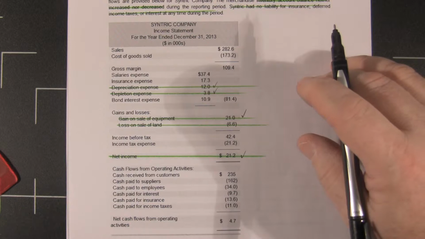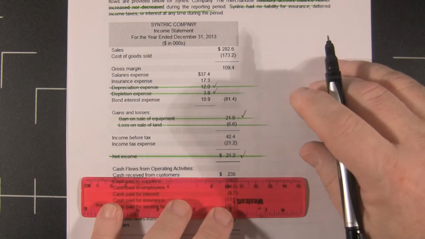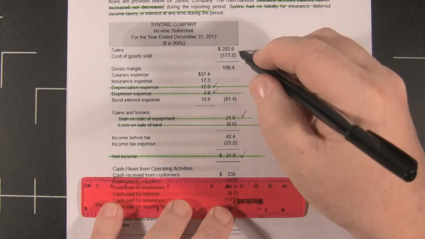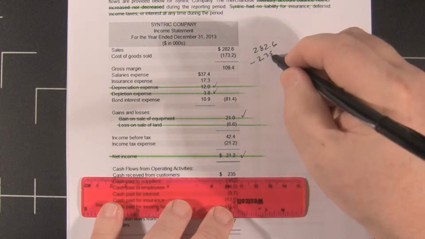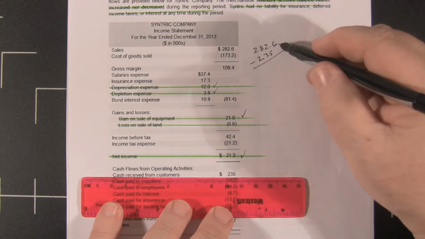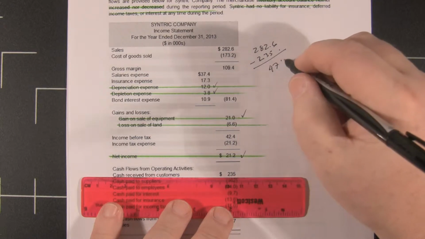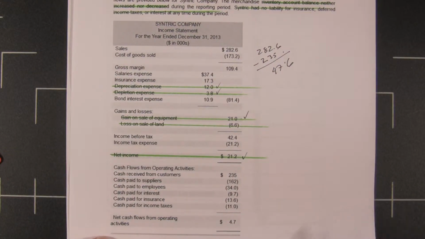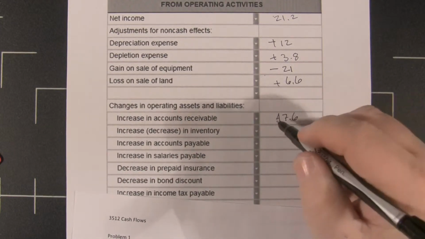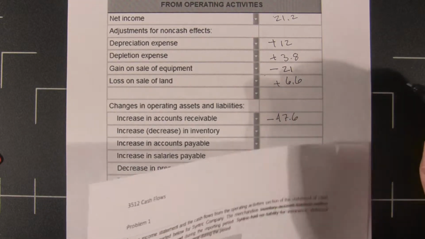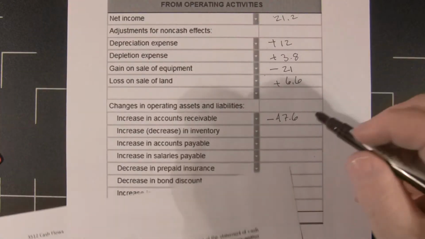Accounts receivable. Cash received from customers was $235. Sales was $282. The difference between the sales and what you collected is called accounts receivable. Duh. 47.6. So our accounts receivable went up 47.6. When accounts receivable goes up, cash goes down. They tell us that nothing happened to inventory, so we're good there.